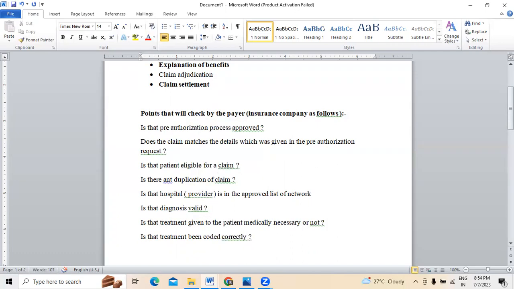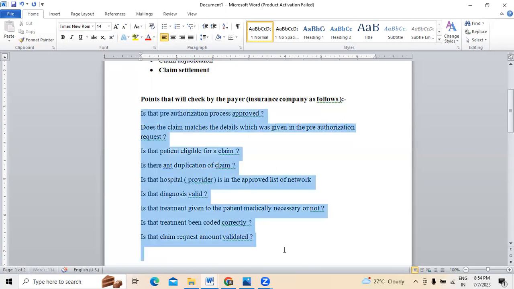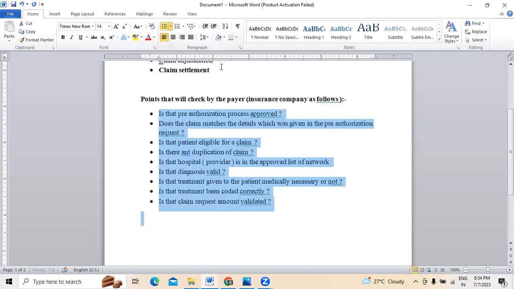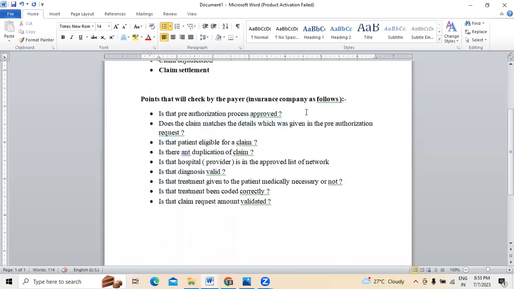Next, the claim request which was sent by the provider, the request amount, is validated. Is it overrated, overpriced, or equally priced? Overpriced claims sometimes take place. So is there any kind of overpriced or underpriced? We have to see that. These are the points which generally an insurance company will check whenever they receive the claim submission from the provider. Clear?